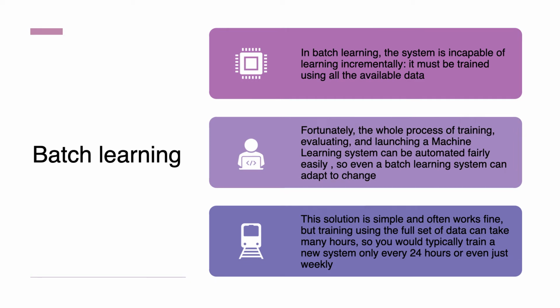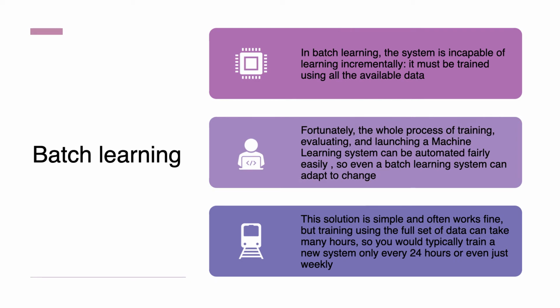If you want a batch learning system to know about new data, such as a new type of spam, you need to train a new version of the system from scratch on the full dataset, then stop the old system and replace it with the new one. Fortunately, the whole process of training, evaluating, and launching a machine learning system can be automated fairly easily, so even a batch learning system can adapt to change. Simply update the data and train a new version of the system from scratch as often as needed. This solution is simple and often works fine, but training using the full set of data can take many hours, so you would typically train a new system only every 24 hours or even just weekly.